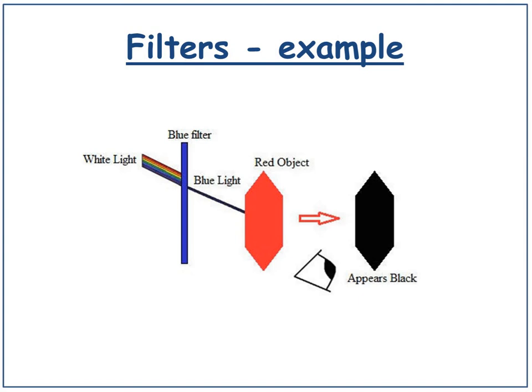And you can then go on to look at filters. So if you had a blue filter and a red object, because a blue filter only lets blue light through, the red object would absorb that blue light and therefore it would actually appear black.